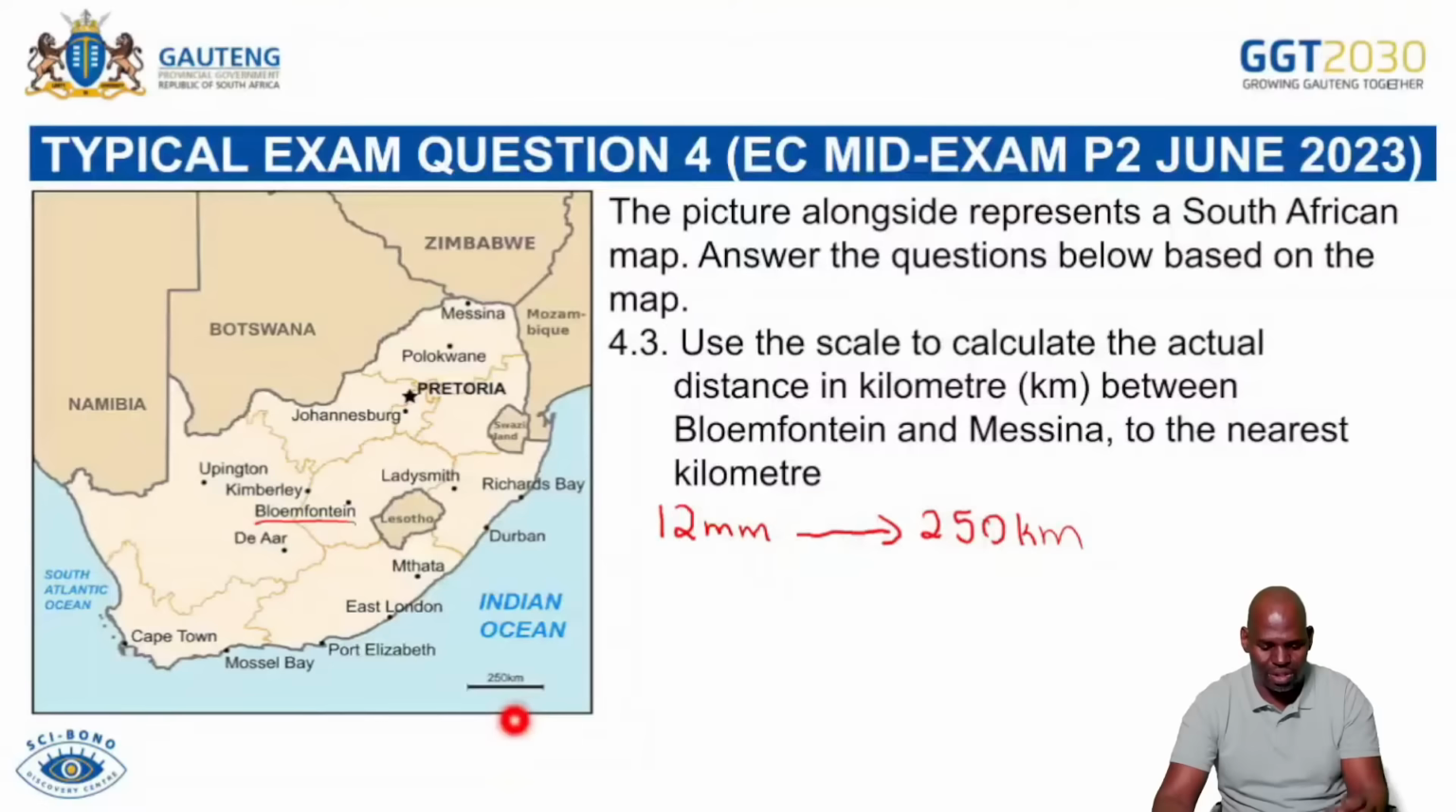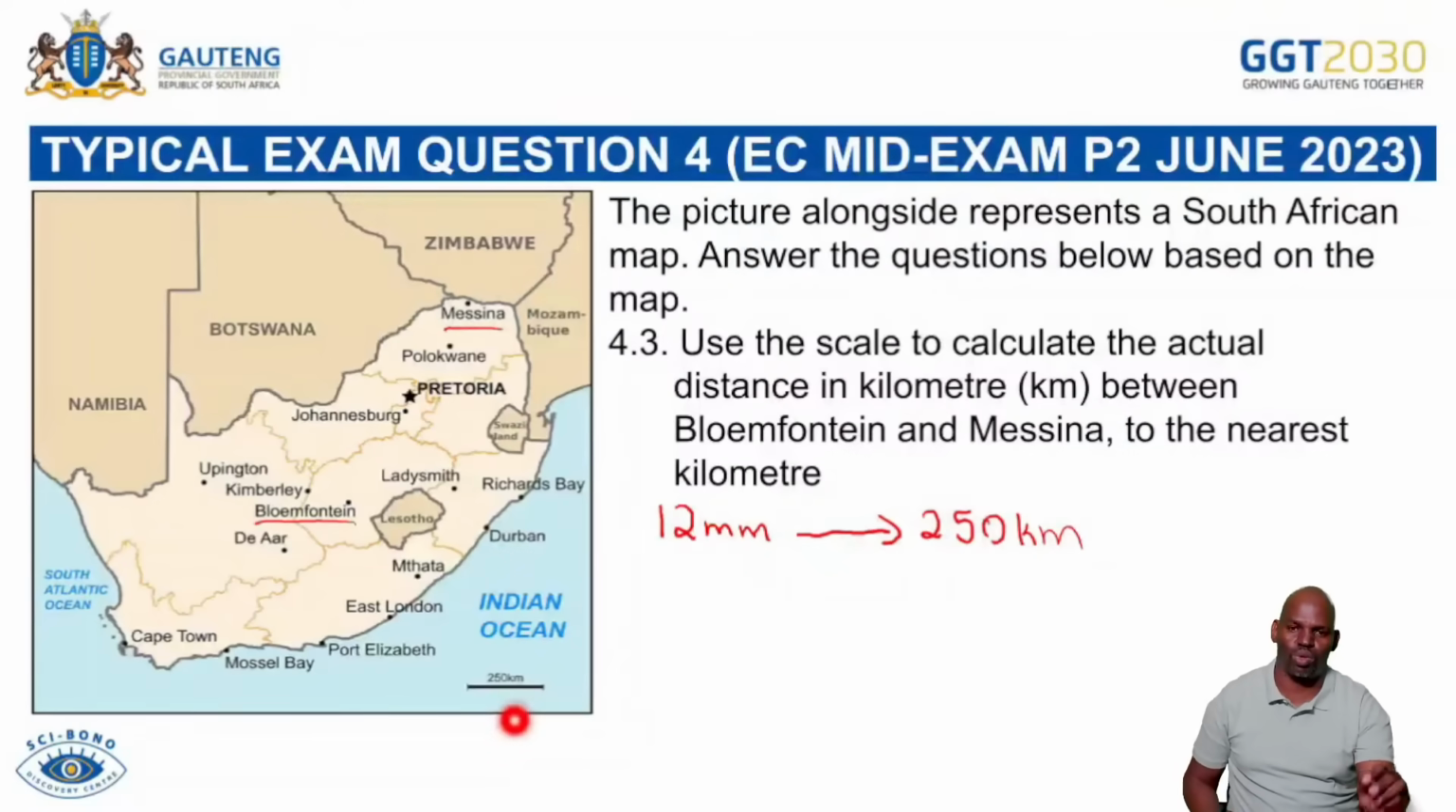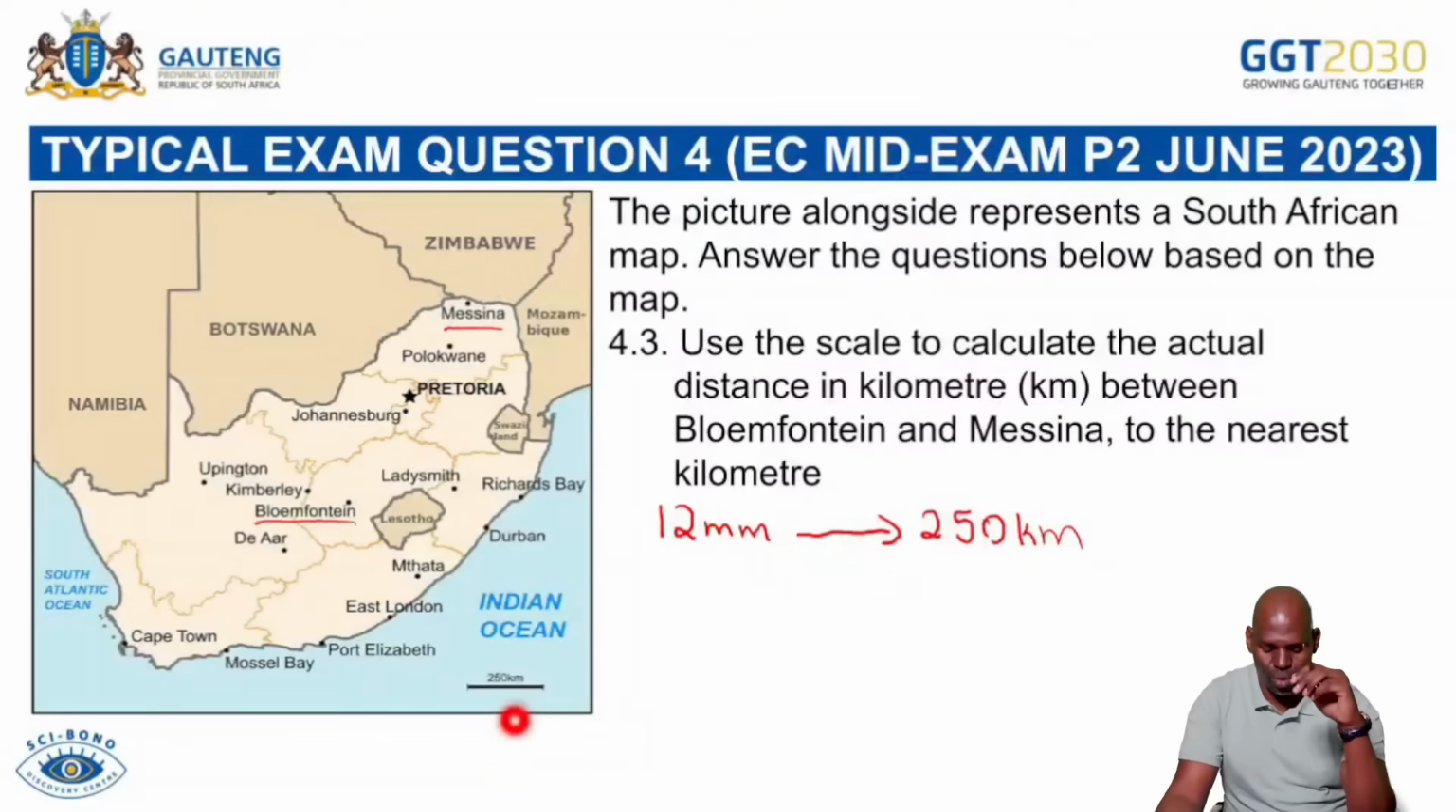And then I must also look at Messina. There is Messina, and the name is a little bit longer there. So you can't measure where the name is. You have to measure where the dot is indicated, because the dot indicates the location of the place. So now I'm going to measure the length between Bloemfontein and Messina on the map using a ruler. Because you measured the bar scale in millimeters, we also need to measure the length on the map in millimeters. So I take my ruler and put it on my map. Just make sure that the first line on your ruler is on the same level as the dot.